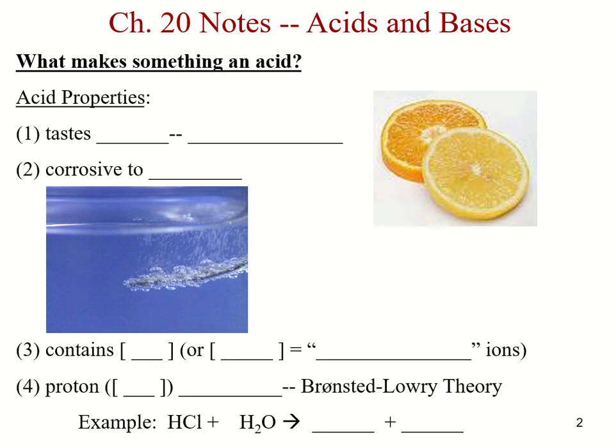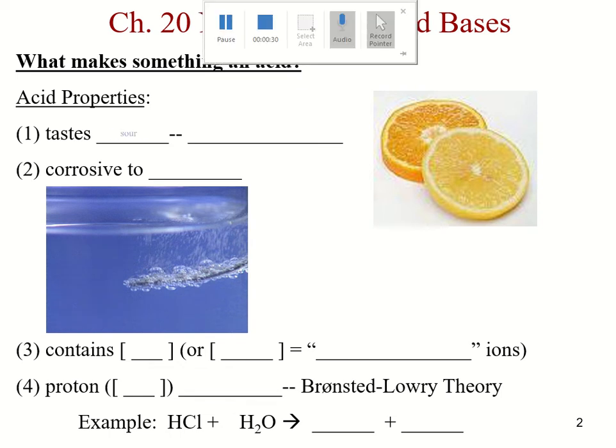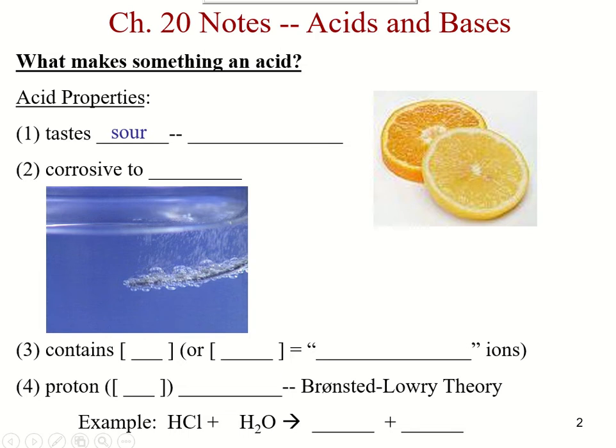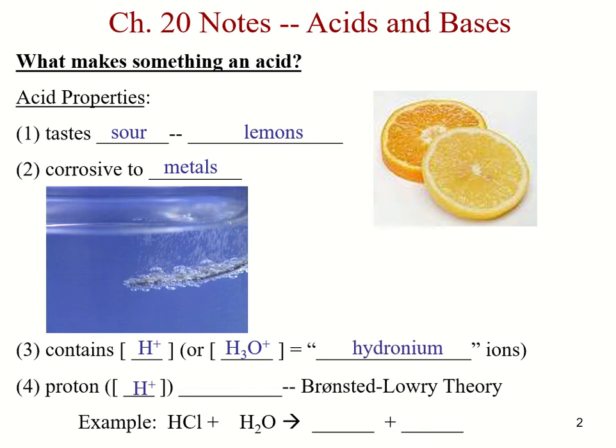So what makes something an acid? Acids have several properties in common. First of all, they taste sour, like lemons. Secondly, they're corrosive to metals. They contain H plus or H3O, where that extra hydrogen has actually gone to the water. All acids are dissolved in water. They have what's called hydronium ions. They could also contribute a proton. They could be proton donors.